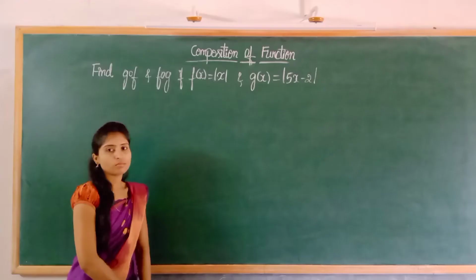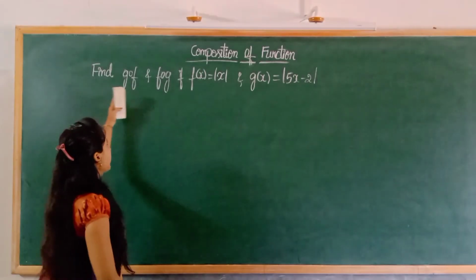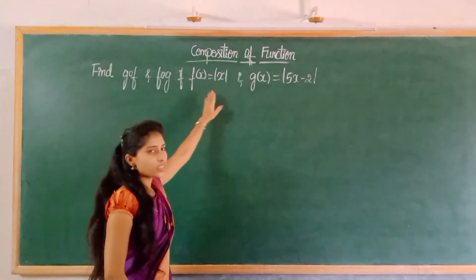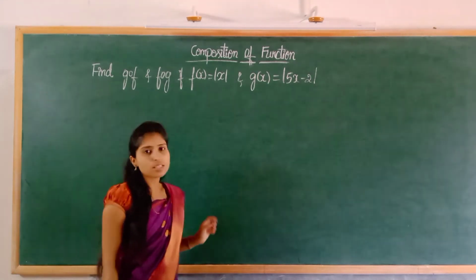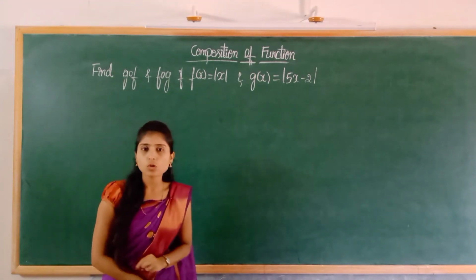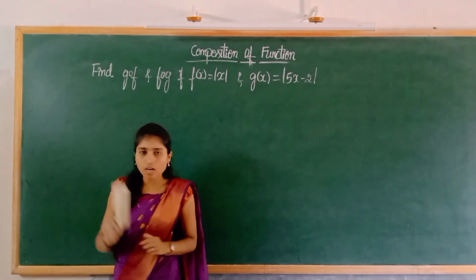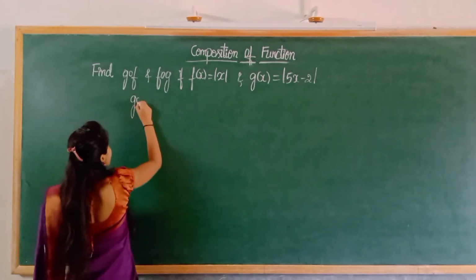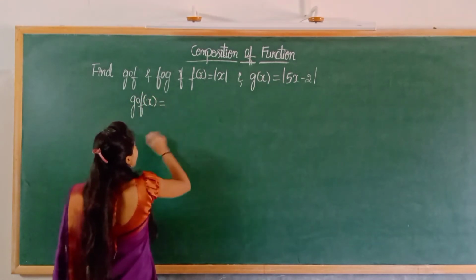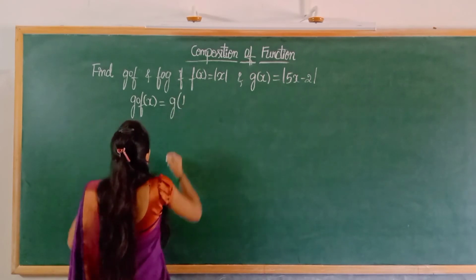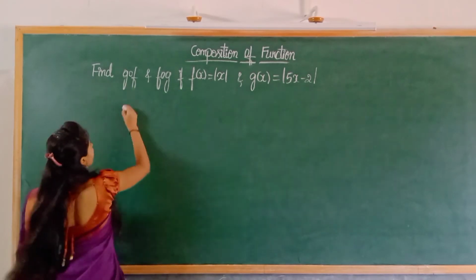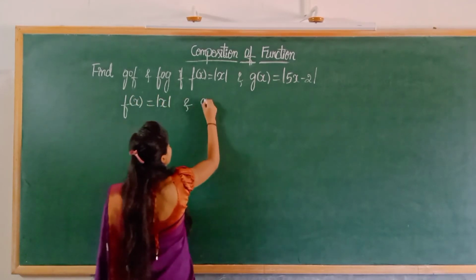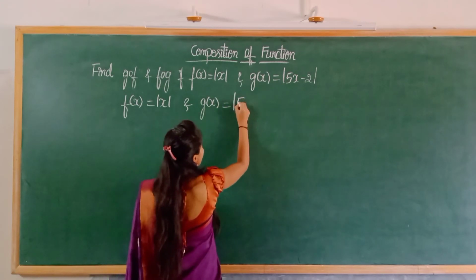See the next question. Find g composition f and f composition g, if f of x is mod x and g of x is mod 5x minus 2. Here we have to find g composition f and f composition g. First, I will write what they have given. F of x is mod x, and g of x is mod 5x minus 2.